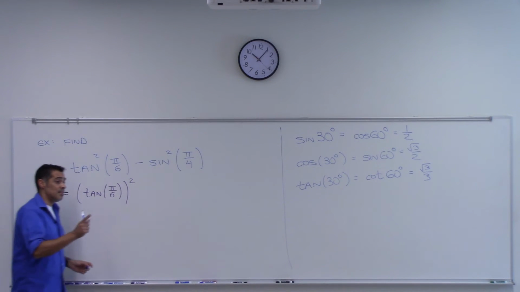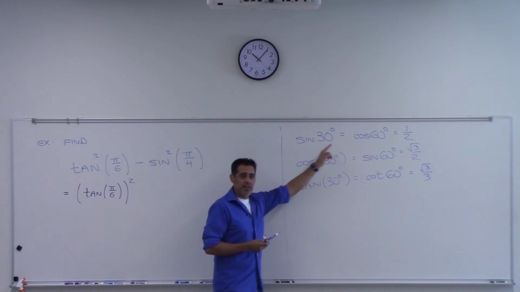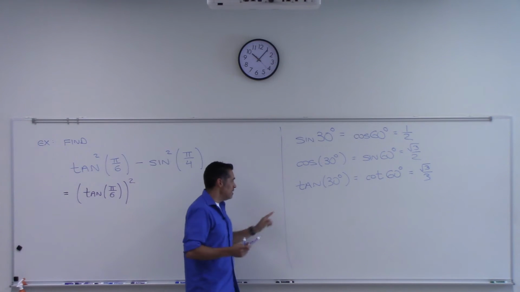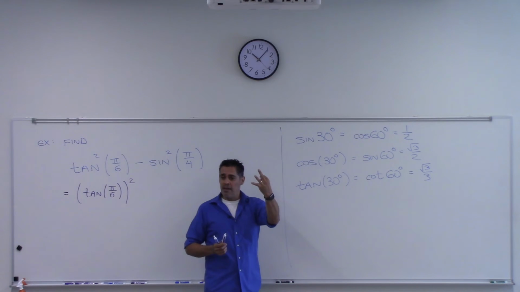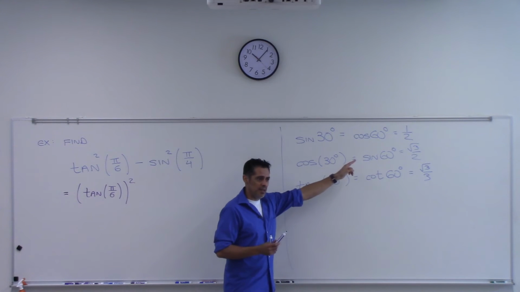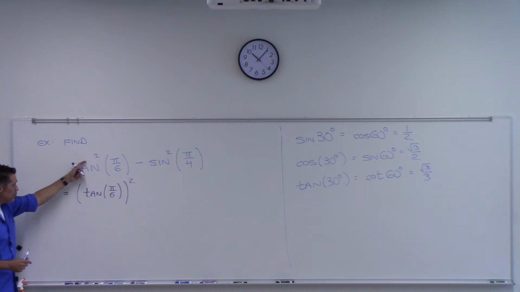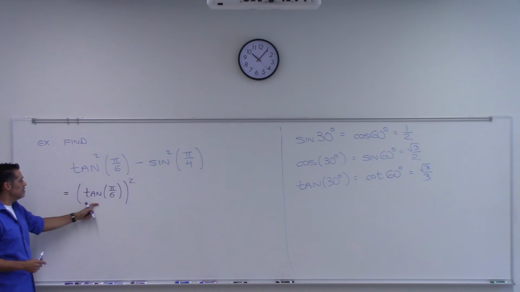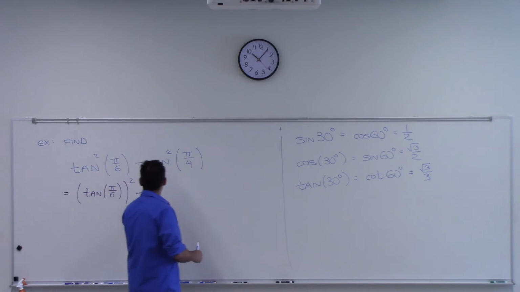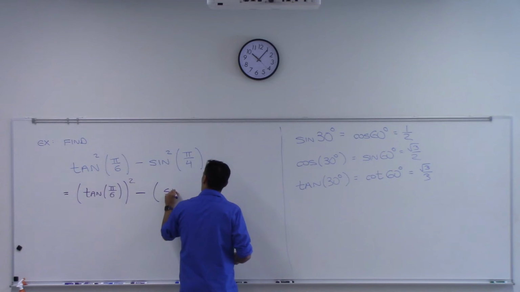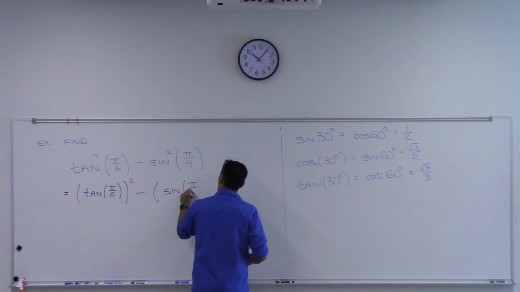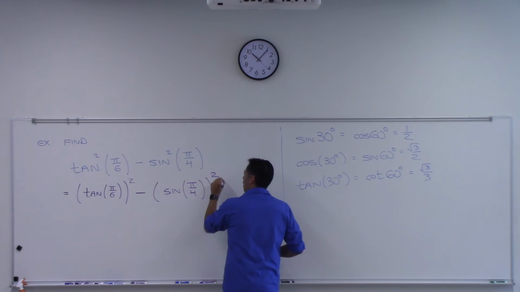I remember in class last time I said, this notation means this. Let me repeat, this notation means this, and I told you 3 times. So that's what this notation means. Then I want to subtract from that sine of pi over 4, and then squared.